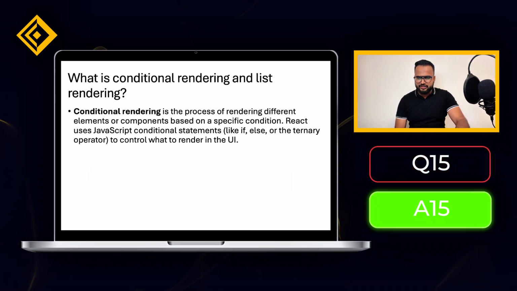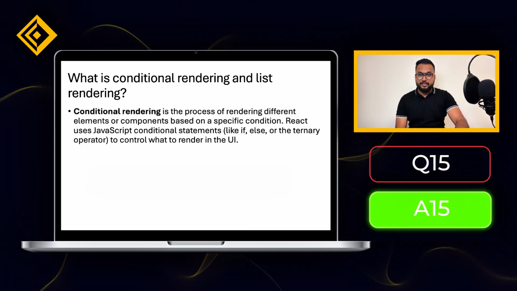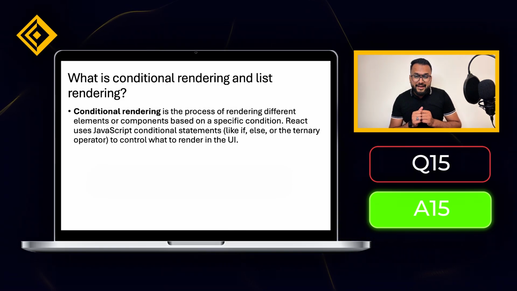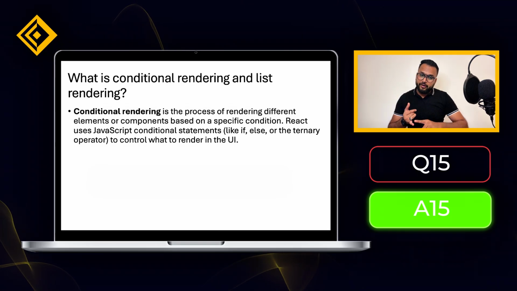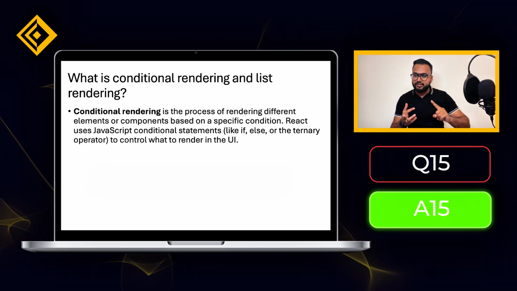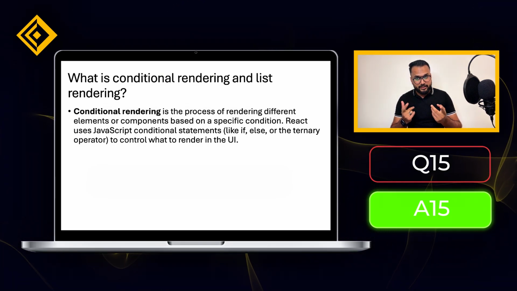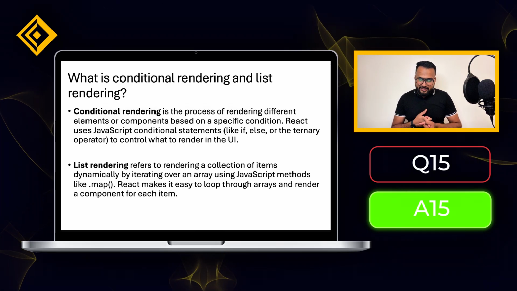Conditional rendering is the process of rendering different elements or components based on specific conditions. React uses JavaScript conditional statements like if else or the ternary operator to control what to render in the UI. Similar to that, list rendering refers to rendering a collection of items dynamically by iterating over an array using JavaScript methods like map. React makes it easy to loop through arrays and render a component for each item.